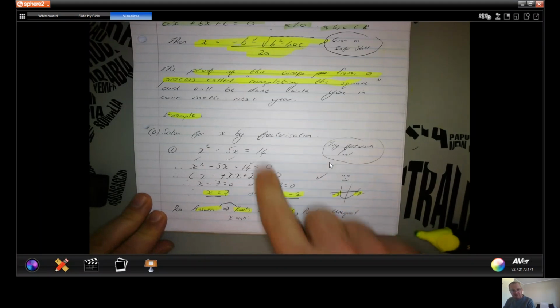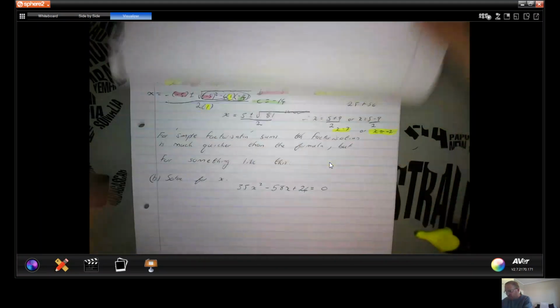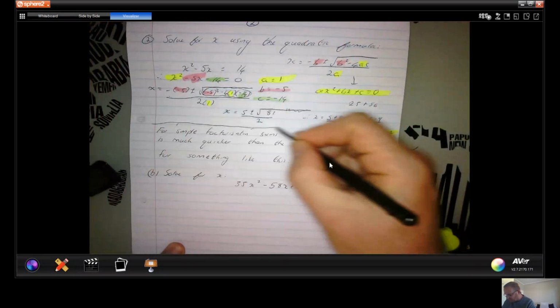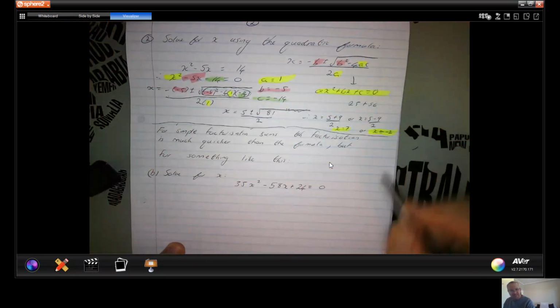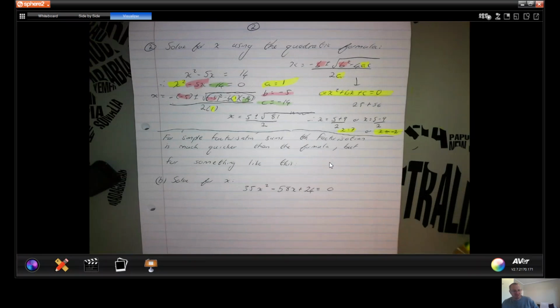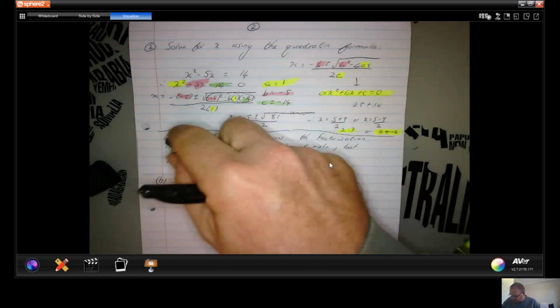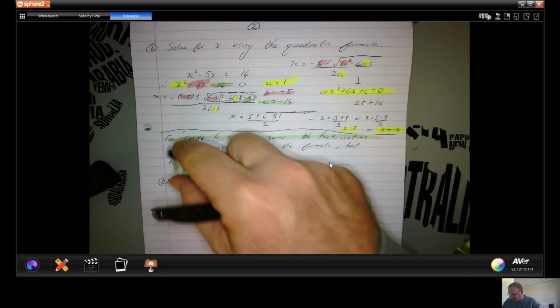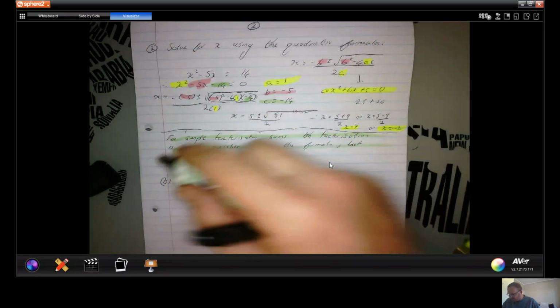7 and minus 2, we got that by factorizing. However, using the quadratic formula, we also get 7 and minus 2, the same answers. So just to show you that it produces the same answers. But you can see for simple factorization, like we've been doing in this sum, the factorizing on the previous page wasn't that difficult. As you can see, it's much quicker than using the formula.